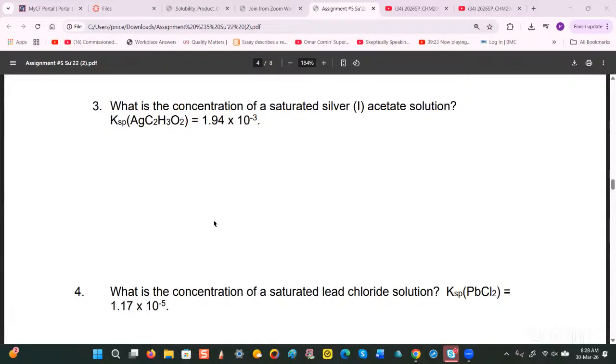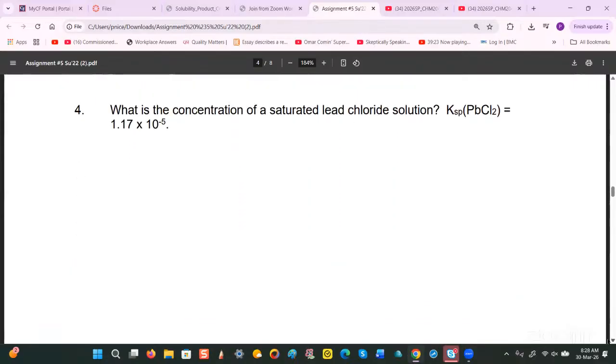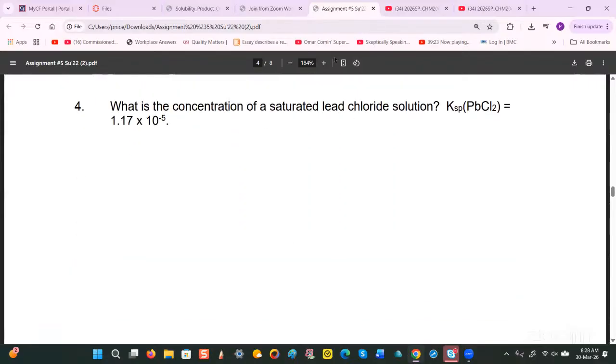Now, in the case of question number 4, they're asking for the same thing, but it's a different compound. And because the compound is different, the approach is slightly different. So let me explain what we mean by that. Again, I'm going to write down the equation for the dissociation of the lead chloride. So PbCl2 will dissociate to form Pb2 plus and 2Cl minus, right?